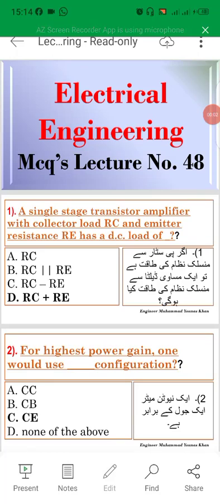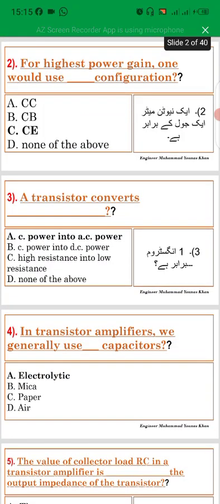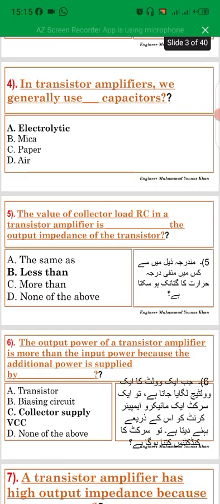A single-stage transistor amplifier with collector load RC and emitter resistance RE has a DC load of RC plus RE. For highest power gain, one would use the CE configuration. A transistor converts DC power into AC power. In a transistor amplifier, we generally use an electrolytic capacitor.